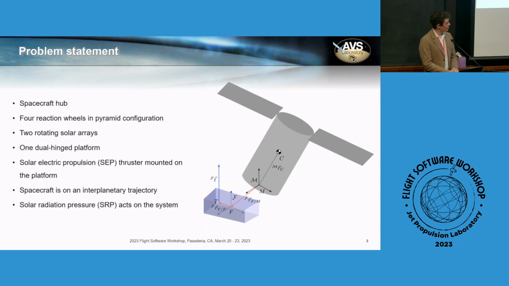As I was saying, the spacecraft is on an interplanetary trajectory, at least in this part of the design, and solar radiation pressure is acting on the system. This is important because we have very large solar arrays, so that cannot be neglected.